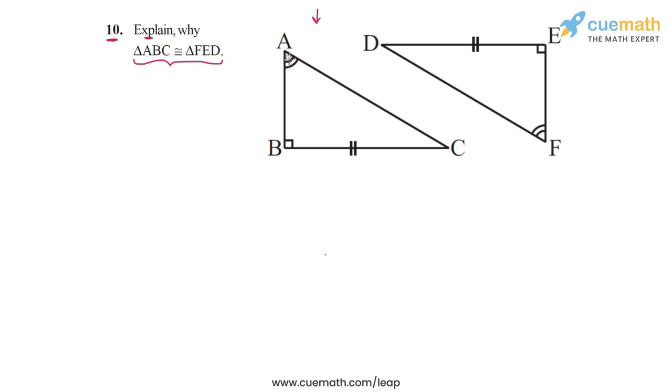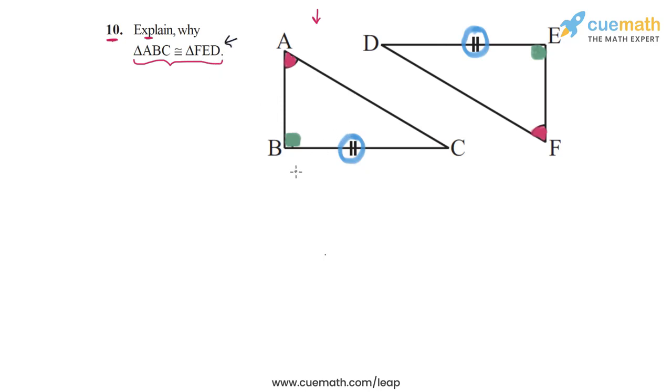So angle A, this angle here, has been indicated as equal to angle F, right? And angle B is marked as 90 degrees. So this angle here, angle B, and angle E is also marked as 90 degrees. So these two angles are indicated as equal as well. And also the side BC is indicated to be equal to the side ED. So we have to explain why the two triangles can be claimed as congruent.